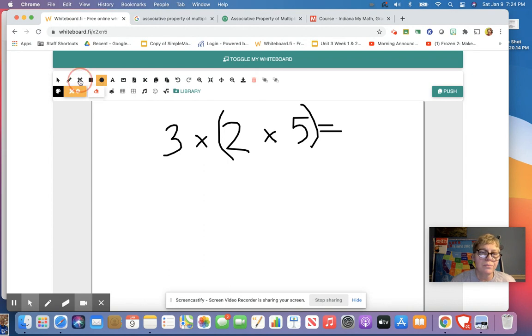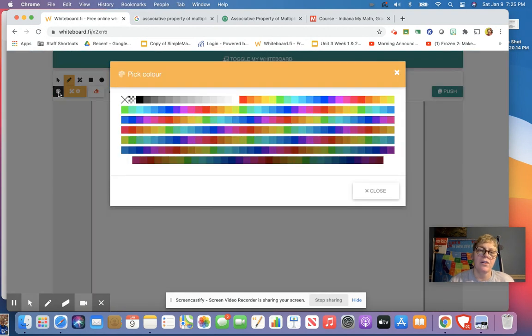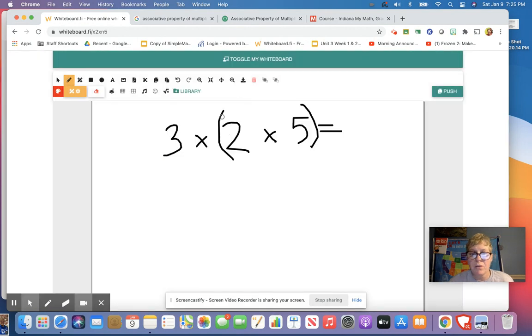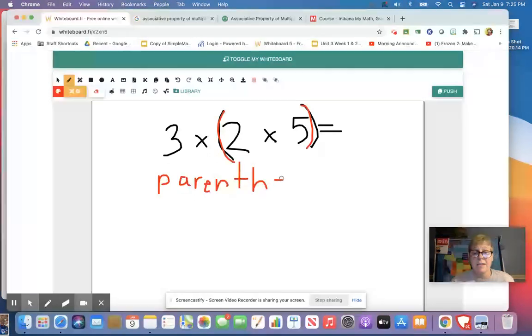Let me see if I can change the color on these things. Color. No. Well, I guess it's not going to let me change the color. Oh, there's the color. I'm going to make these red. So the parentheses are red. These are called parentheses. Parentheses. That's an N.